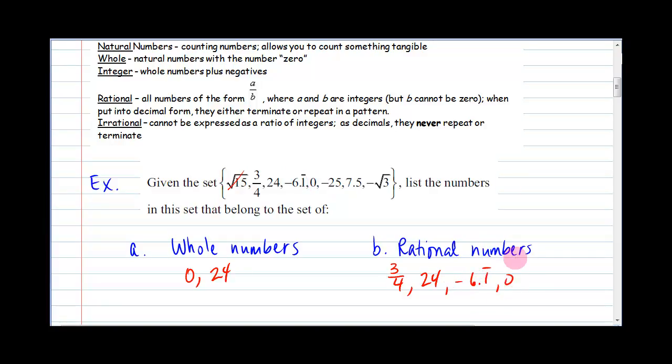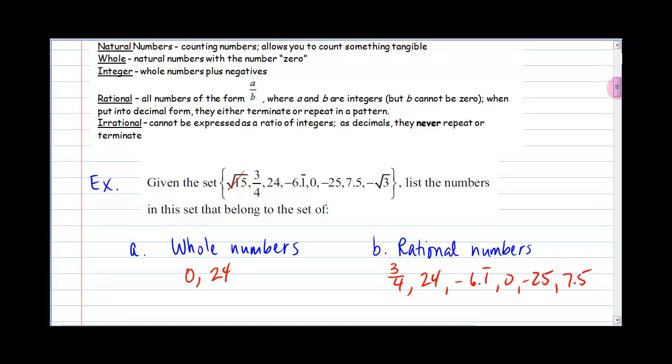0, negative 25, 7.5, and I cannot take the square root of 3 without getting a decimal, so this does not fall into my set of rational numbers. So here I ended up with 1, 2, 3, 4, 5, 6 numbers, all from the original set. Out of that set, I had 6 numbers that fell into my rational numbers concept.